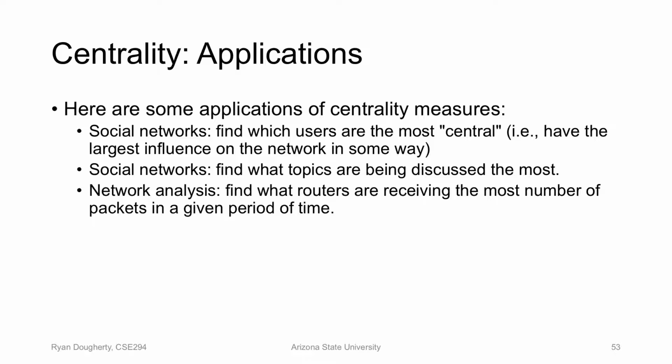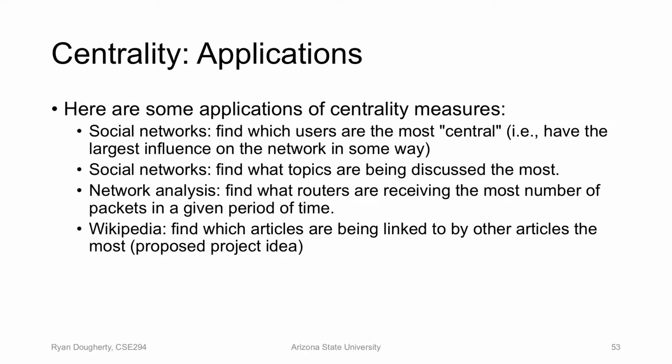Networking. Yeah, essentially. The one example I gave earlier about routers failing was finding which router has the most number of packets in a given amount of time. So that could be either degree or betweenness centrality, depending on how you look at it. Wikipedia, one of the project ideas was to explore the graph of Wikipedia and figure out what topics are being discussed the most. So you can see a theme here, it's about how information travels through a network. So that's one of the main applications of centrality with respect to graphs.